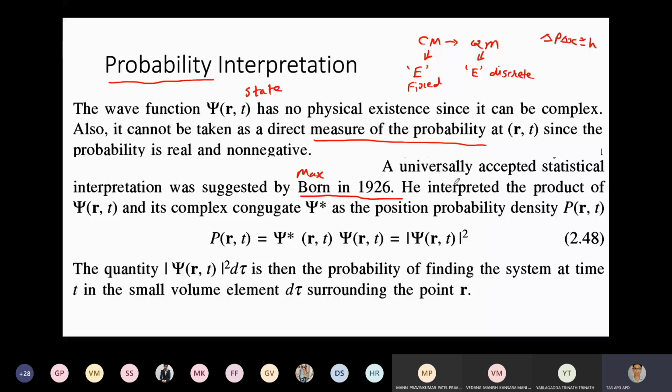He described a probability density which is denoted by P as a function of r and t, where he multiplied simply the wave function by its complex conjugate. So it's the modulus of psi squared. You simply take the complex form of this function and multiply it with its complex conjugate.